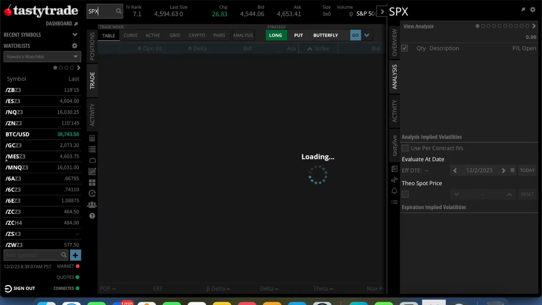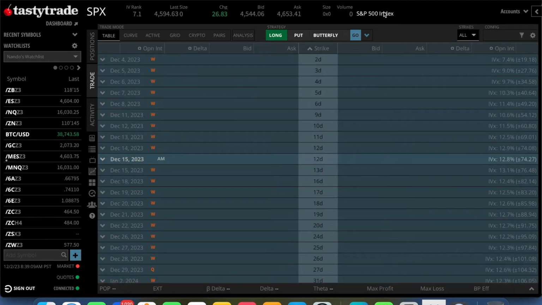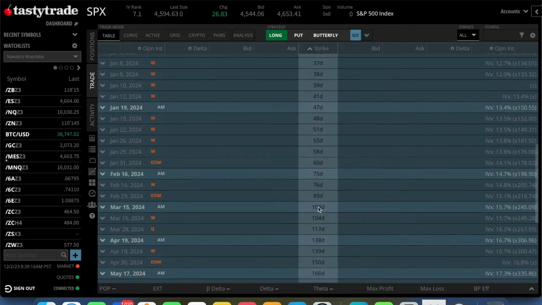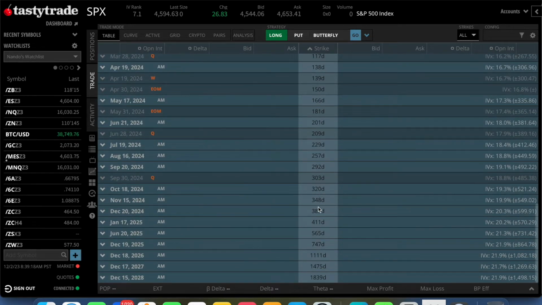Exactly what we can do, how much we get for doing it. So notice here that I pulled up the SPX, and I'm going to go out roughly a year in time. So let's go to November 15th, 2024 expiration.